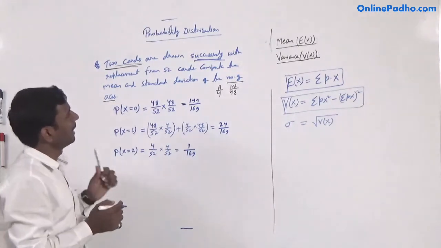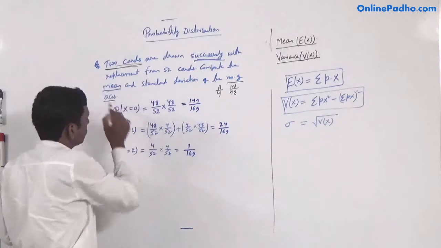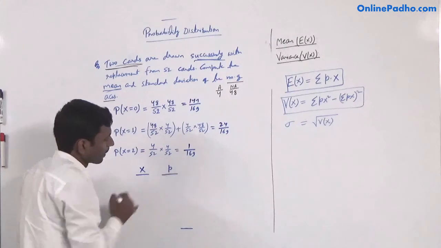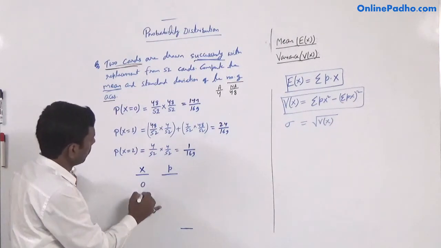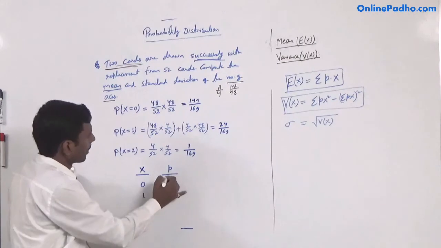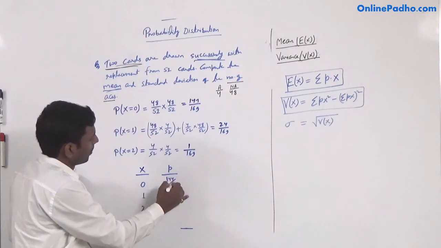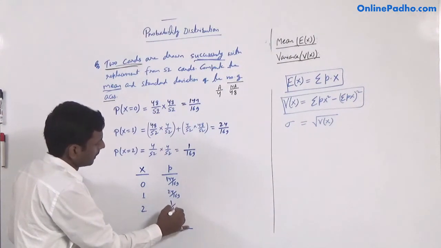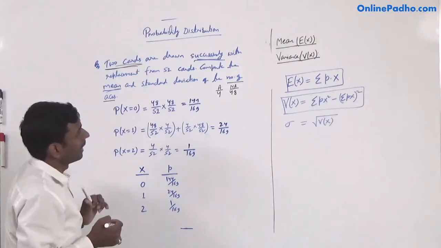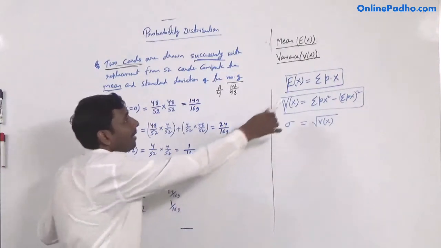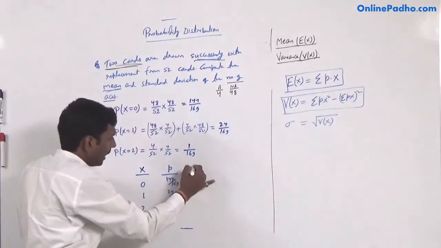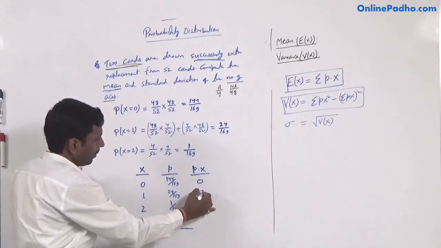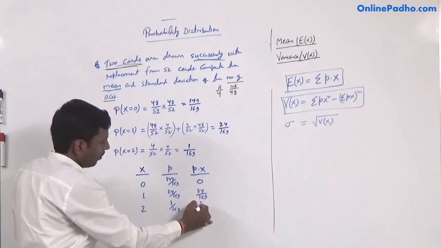Now we have to find the mean and standard deviation. Mean is called expectation, so we make two columns, x and p. X means 0, 1, 2, the random variable, and the probabilities are 144 by 169, 24 by 169 and 1 by 169, right? Now we have to find the mean, and you know the formula of the mean is summation of p multiplied by x. So we draw one more column, px: 0, 24 by 169 and 2 by 169.